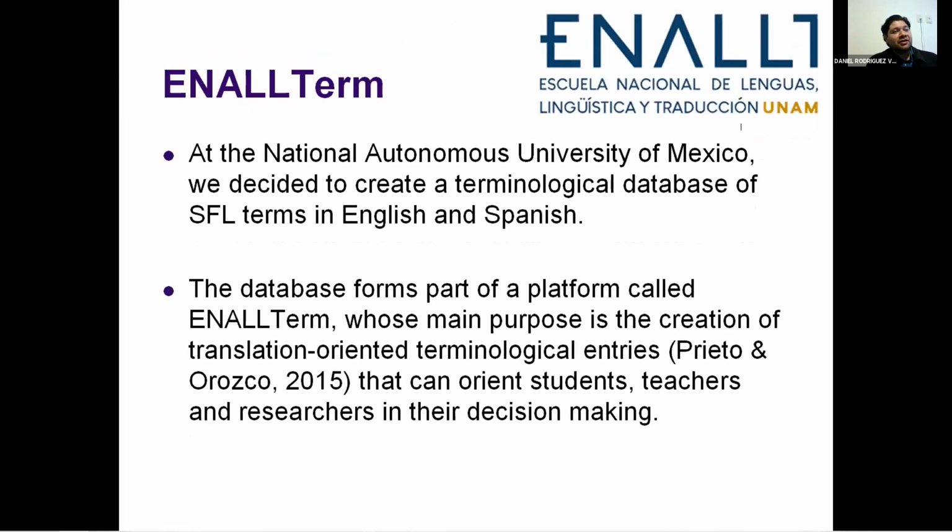We decided to create a terminological database of SFL terms. It's a wider project that includes not only SFL terms, but other terms from other disciplines as well. This is the name of the platform, ENALTERM. It's a combination of the name of the school, Escuela Nacional de Lenguas Lingüística y Traducción, and the word term in English. So the main purpose of this database, this platform, is the creation of translation-oriented terminological entries that can orient students, teachers, and researchers when they are trying to translate texts.